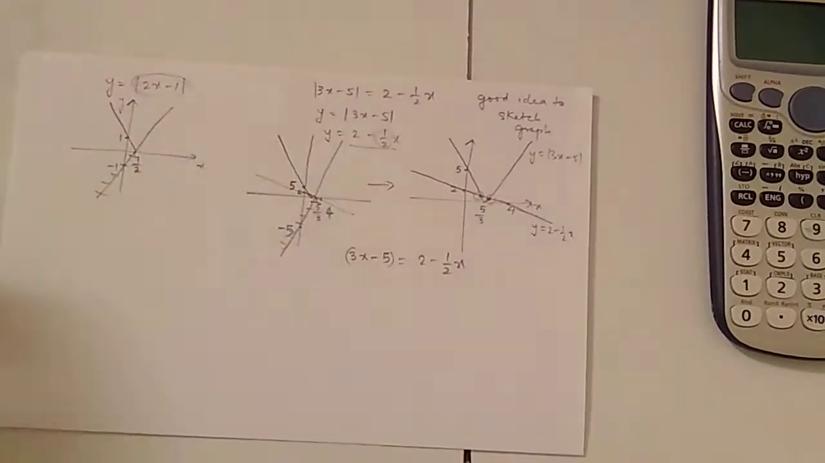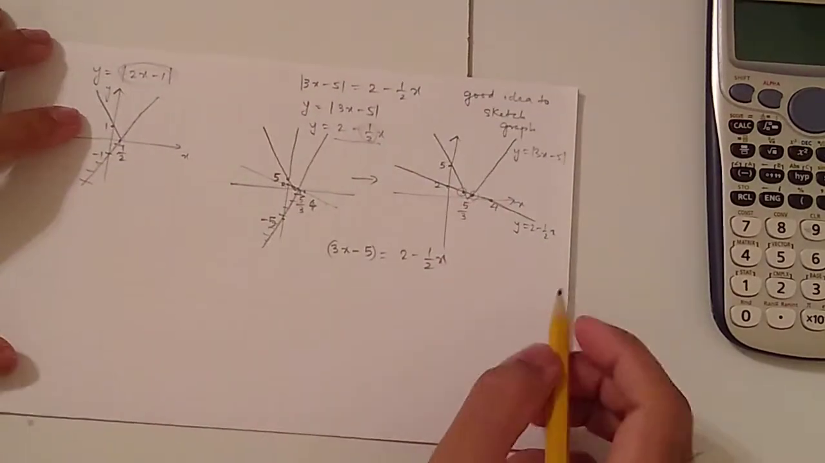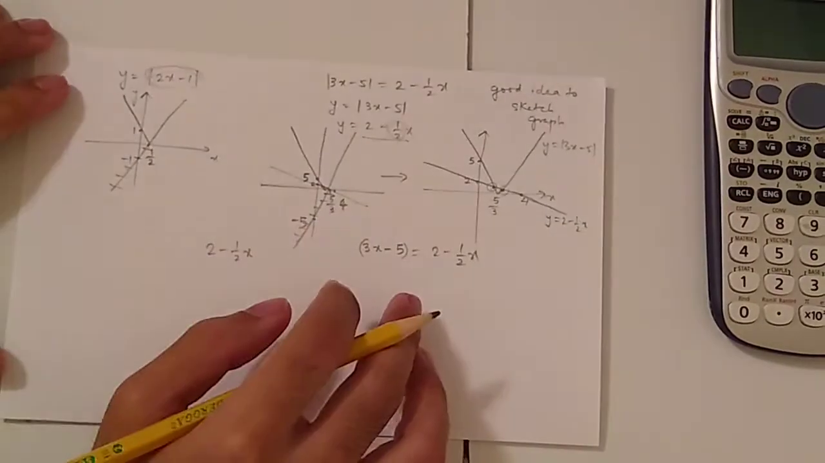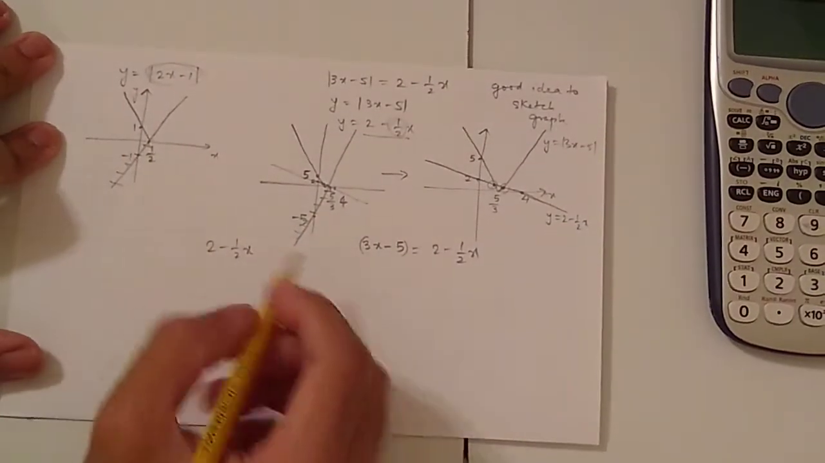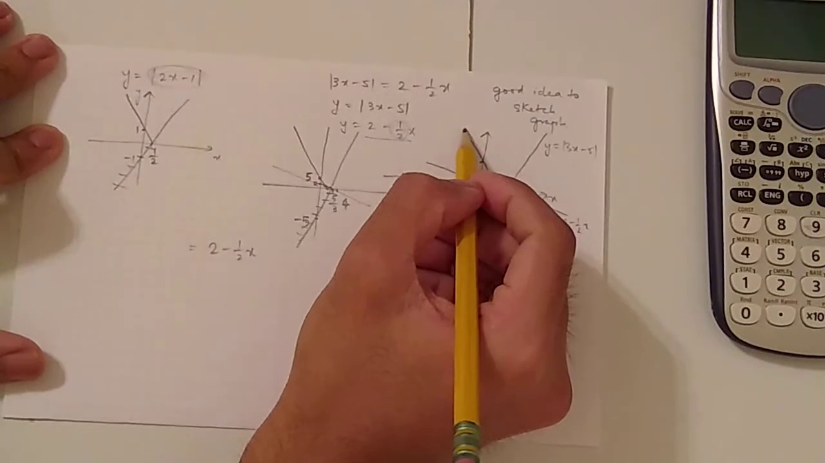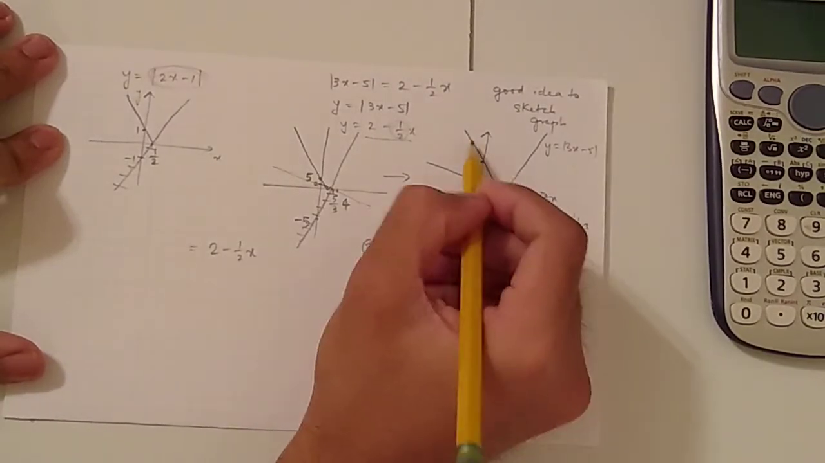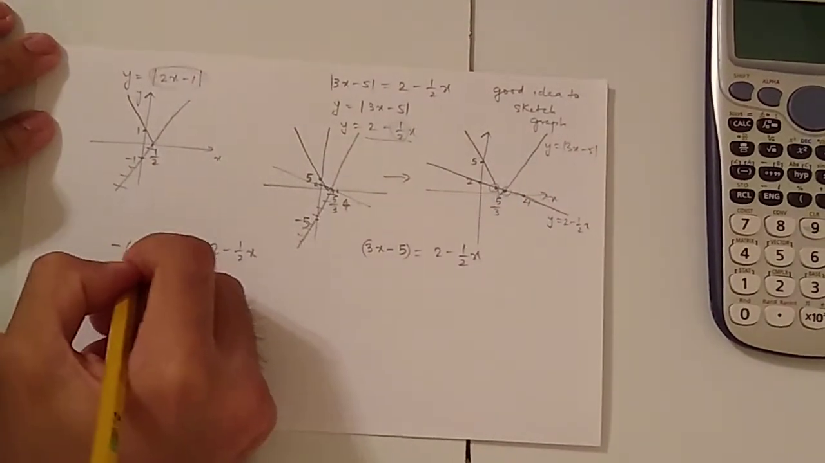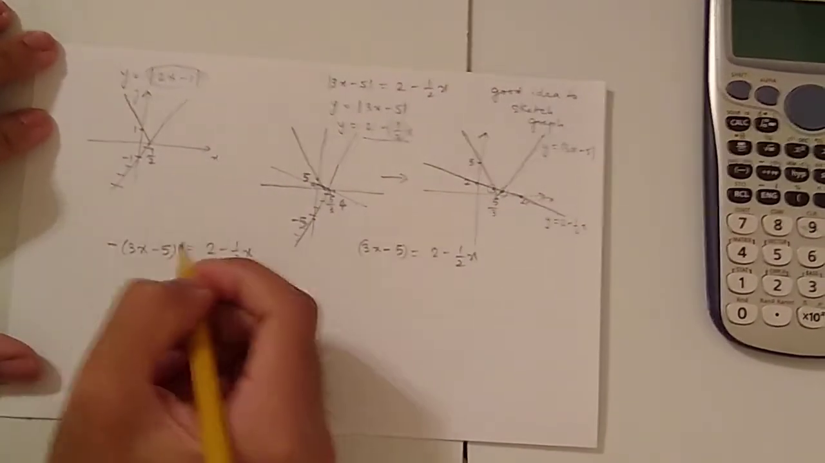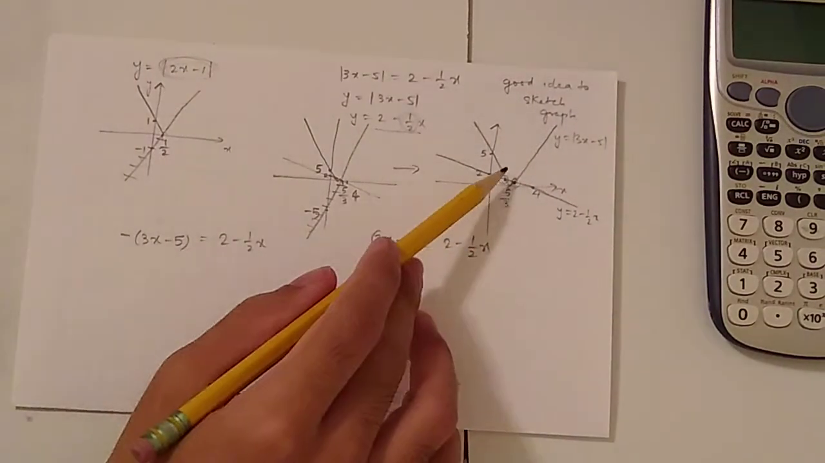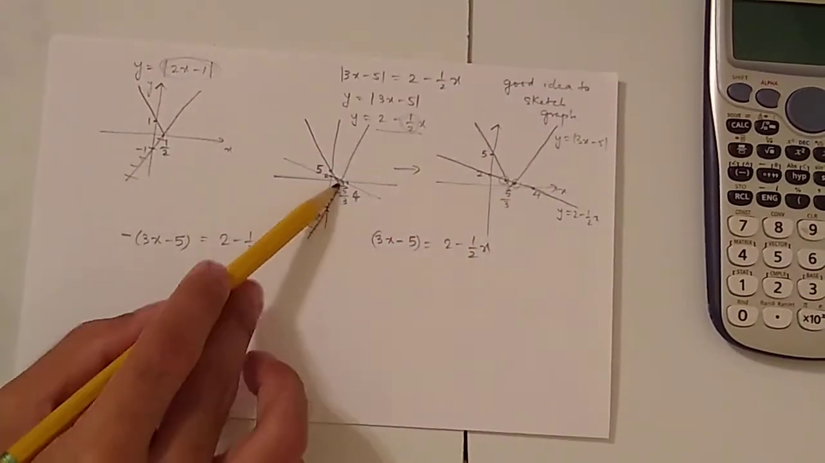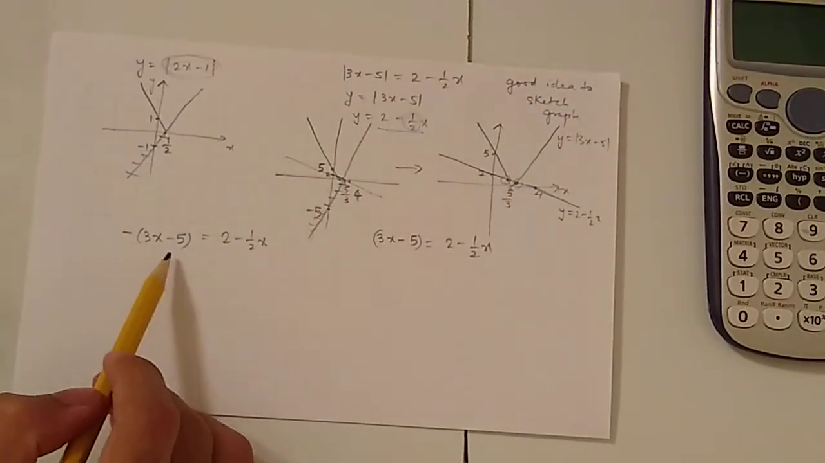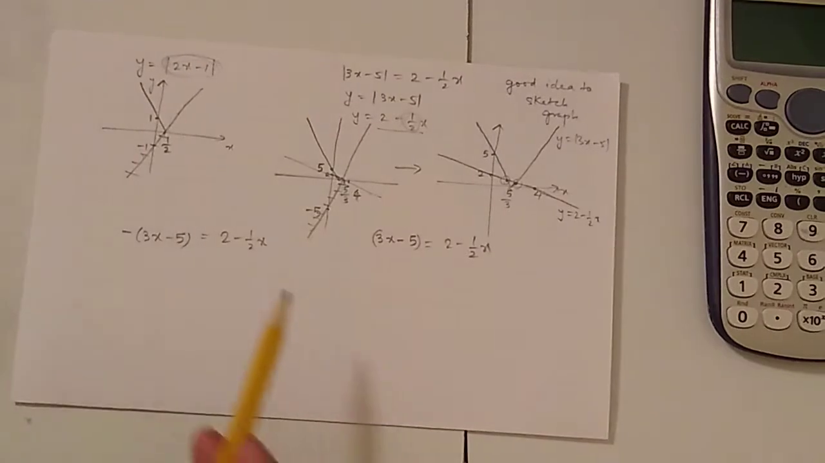For this left point, the 2 minus half x is the same, and this line which you see over here, it is not 3x minus 5, it is minus of 3x minus 5. Notice, because it is negative, it was the negative portion of the graph. Okay, the negative portion got flipped across the x-axis, so this is actually minus of 3x minus 5. Okay, it is the negative of the negative value to give a positive value.